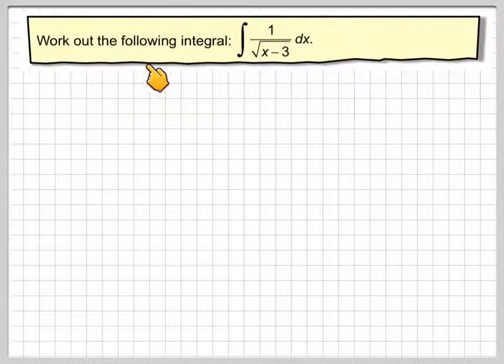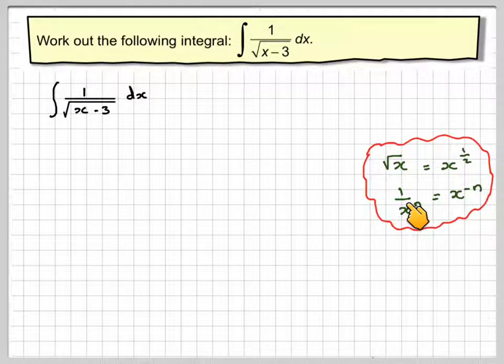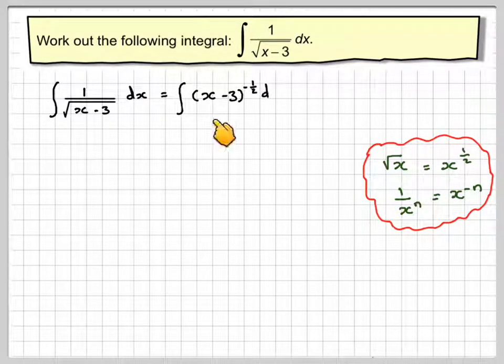Right, in this video we're going to work out the following integral: the integral of 1 over the square root of x minus 3 dx. Now, using the square root of x is x to the half, and that 1 over x to the n is x to the minus n, you can rewrite this integral as the integral of (x minus 3) to the power of minus 1/2 dx.